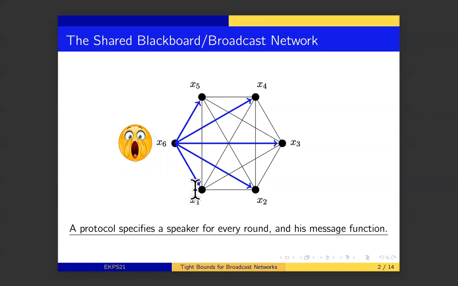Crucial to a broadcast network is the fact that the same message is received by all the other parties in the system. This is different from some other communication channels where the same party in the same round can send different messages to each of its neighbors. In the broadcast network, that's not the case. Every round has only one speaker, and the speaker sends exactly one message, which is received by all the other parties in the system. Okay, this is the broadcast network.